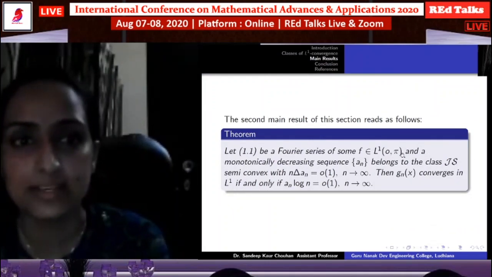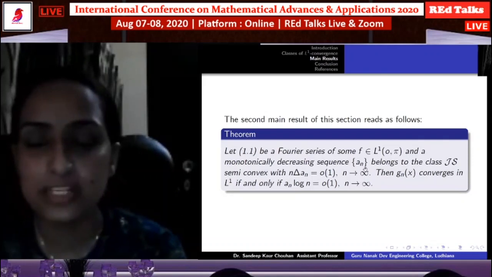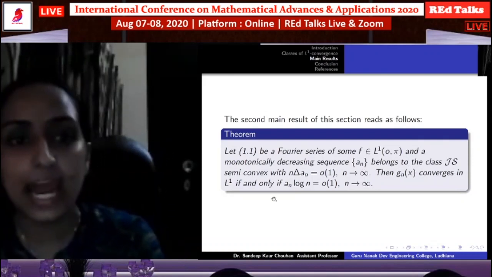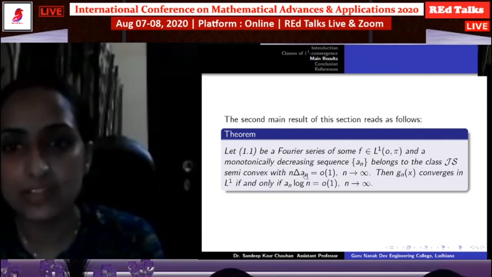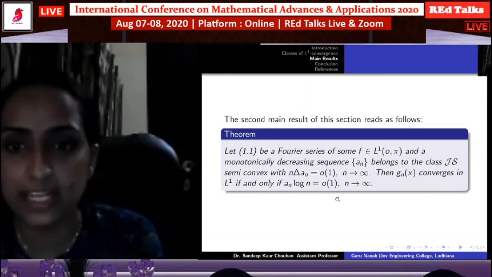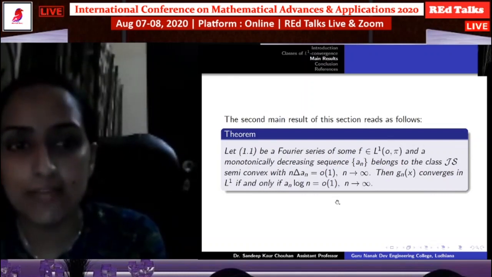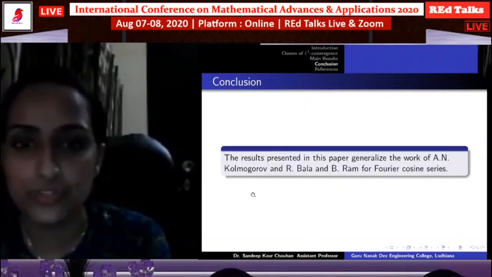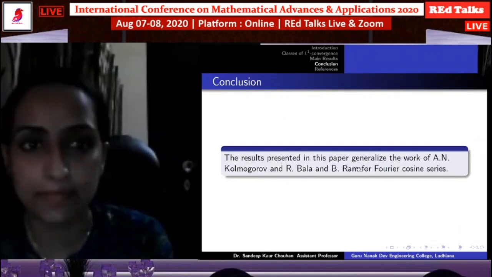The second main result: let 1.1 be a Fourier series of some function f and a monotonically decreasing sequence an belong to the class JS semi-convex with n delta an going to 0 as n approaches infinity, then Gn converges in L1 if and only if an log n goes to 0 as n approaches infinity.